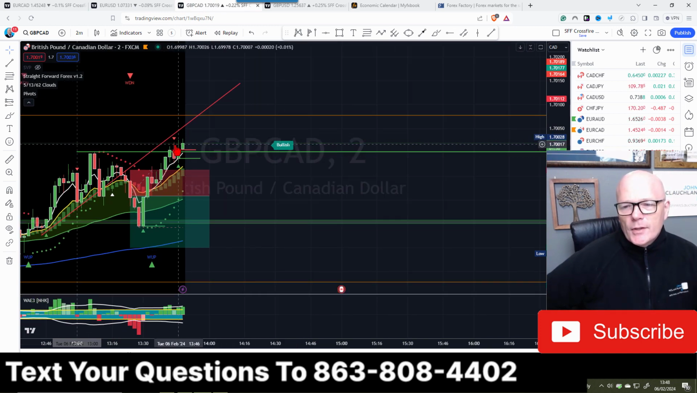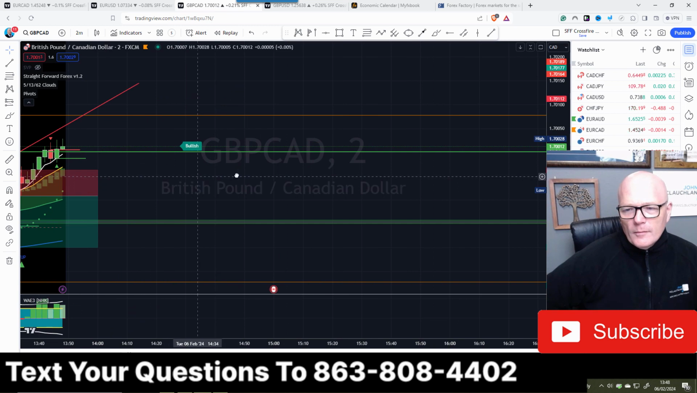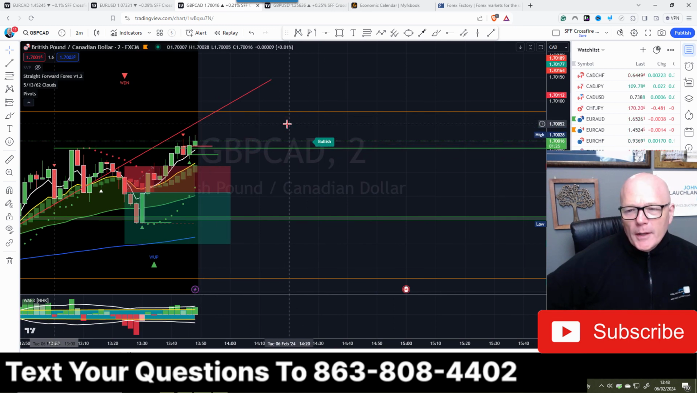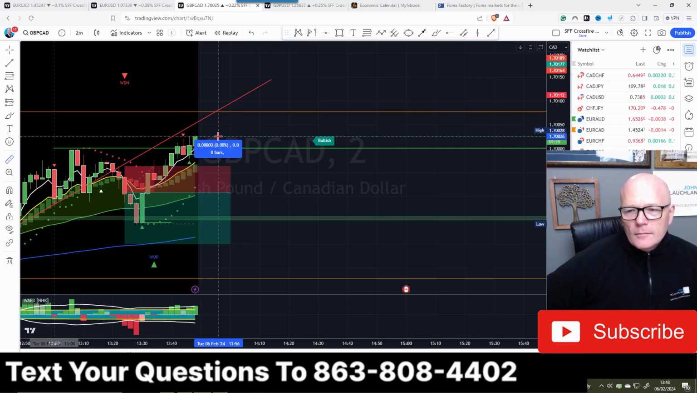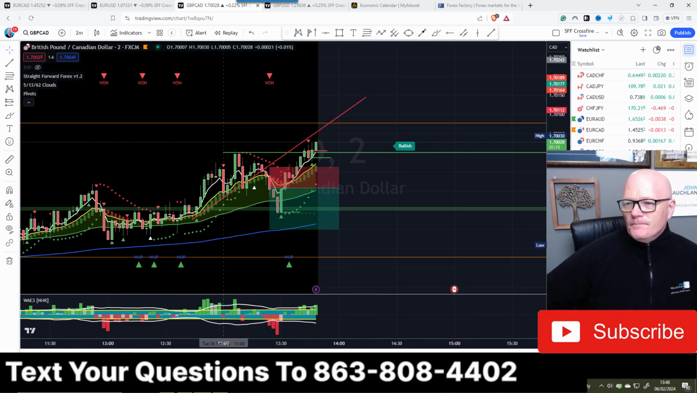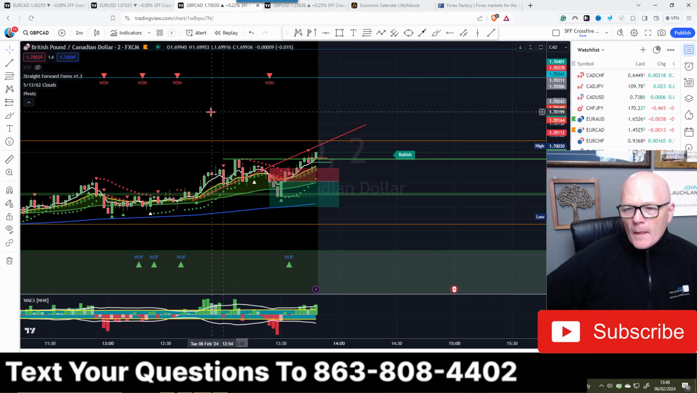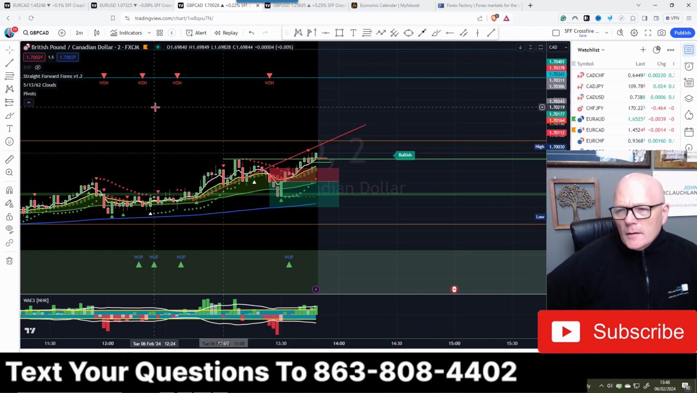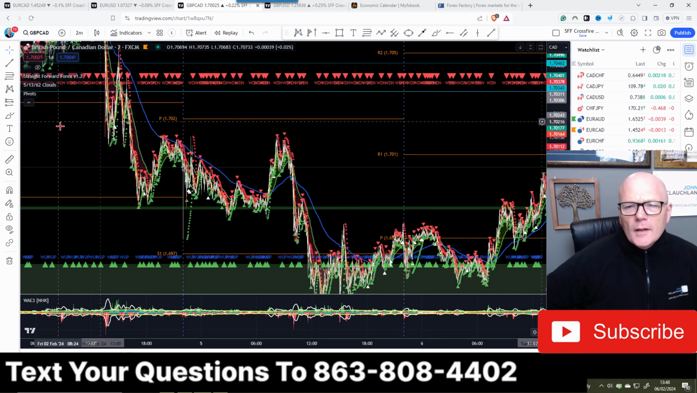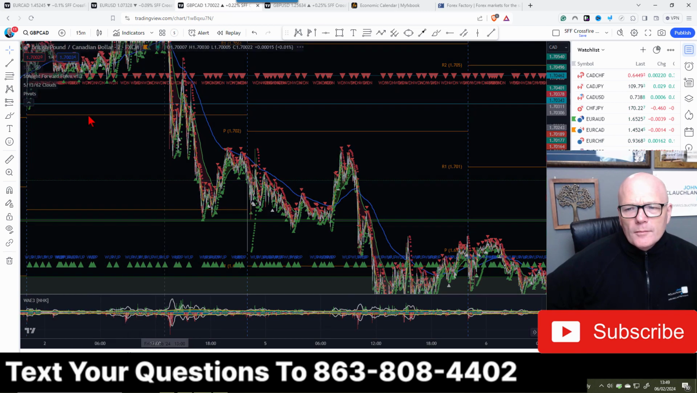GCAD. Okay, so GCAD starting to move away from the trend line. However, the red trend line is going to be an area of resistance, and then we've got the pivot. Okay, so what have we got from here to the pivot? 5 big pips. In fact, yeah, that was an area of interest from previous. I put it on the 15-minute time frame.